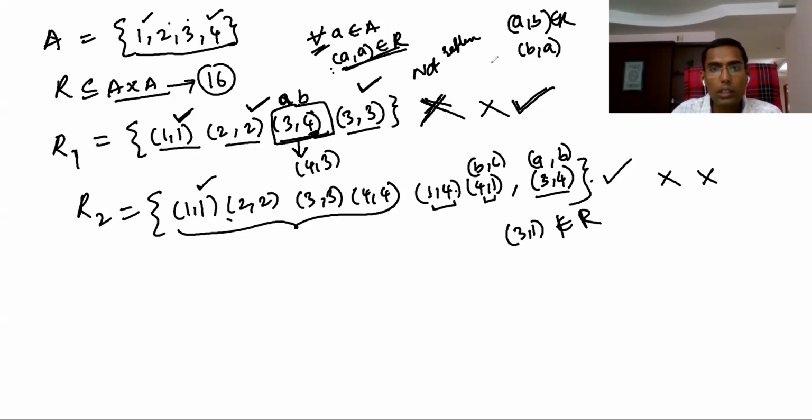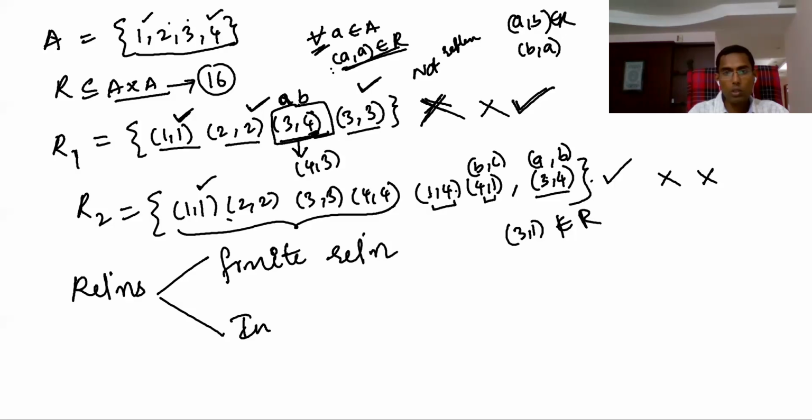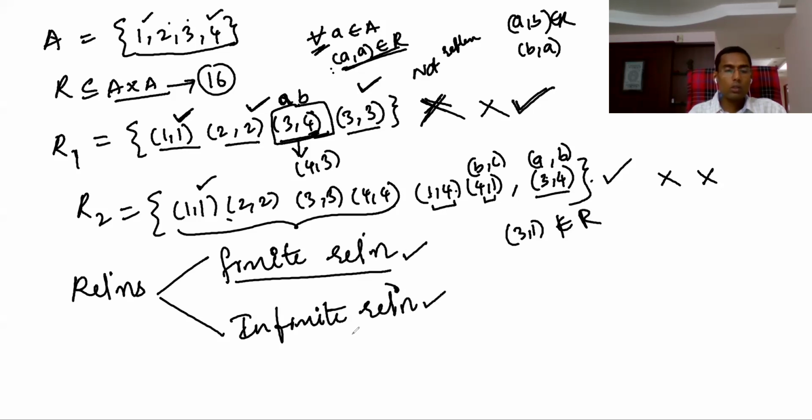Sir, one doubt is there. Relations are of two types: one is finite relation, another is infinite relation. Finite relation means a relation which has a finite number of elements, since a relation is a set. What all we discussed till now are finite relations, because we only had a finite number of elements.